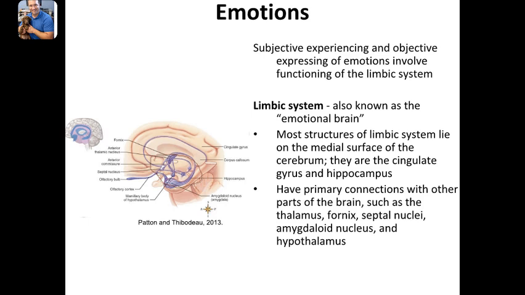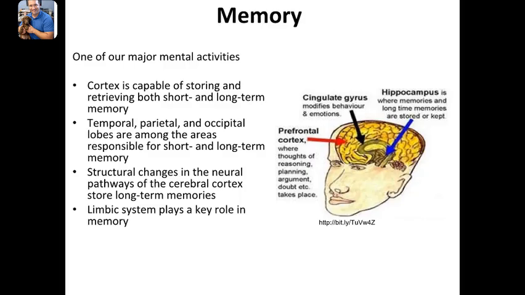Memory is going to be mediated throughout the brain, the prefrontal cortex. That's where our reasoning comes from, our judgment. There's something called the cingulate gyrus. It's just above your corpus callosum, and that's going to help modify your behavior. And the hippocampus is very key in the maintenance of memories as well. Long-term memories are stored within the hippocampus.